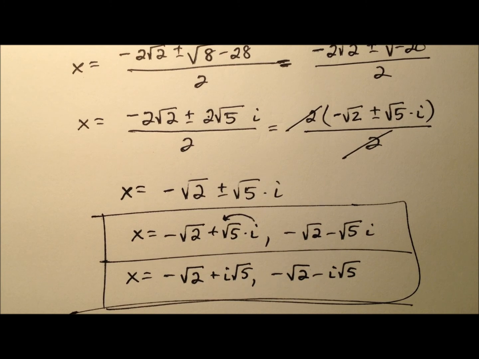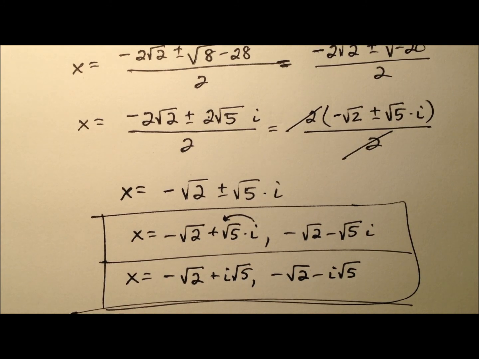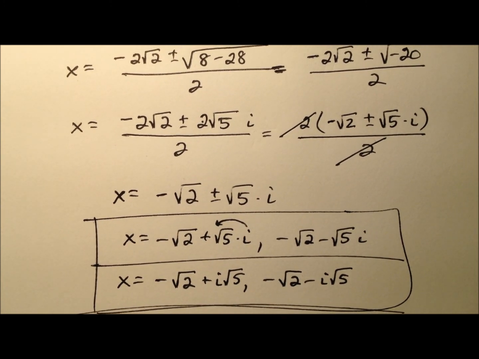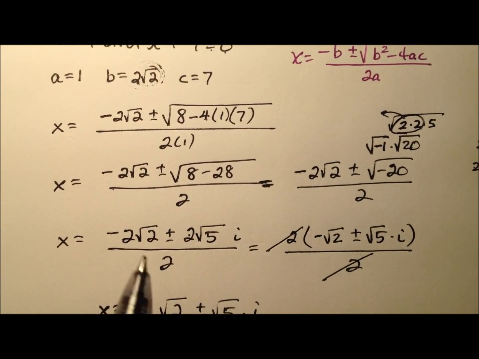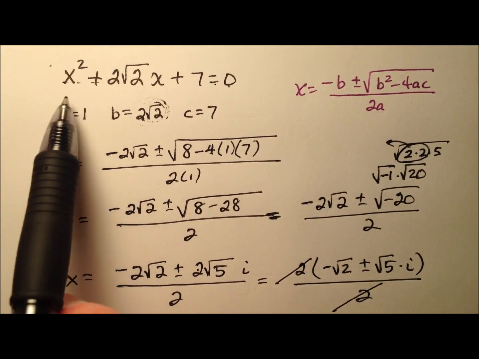So either one of those would be acceptable answers for our complex roots written in a plus bi form, given this initial quadratic equation.